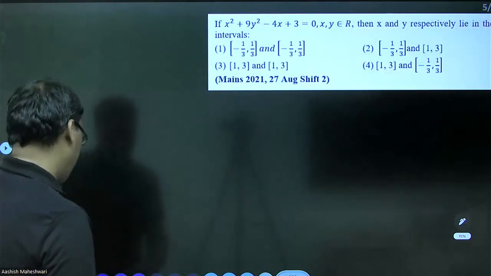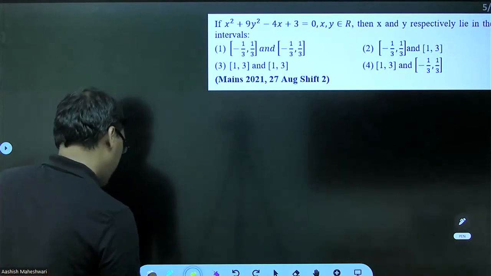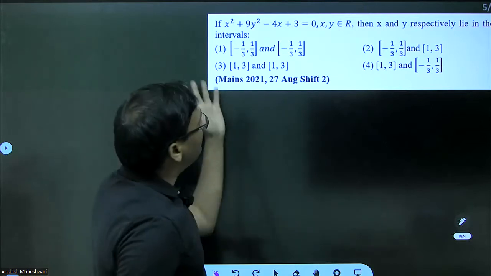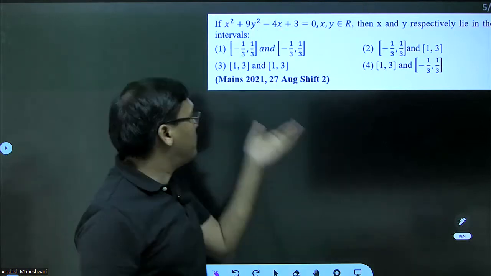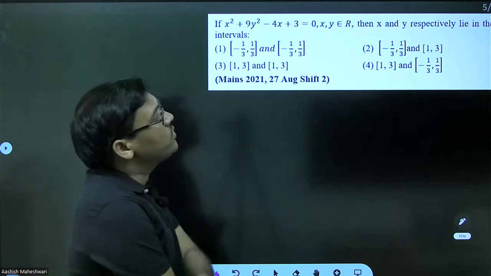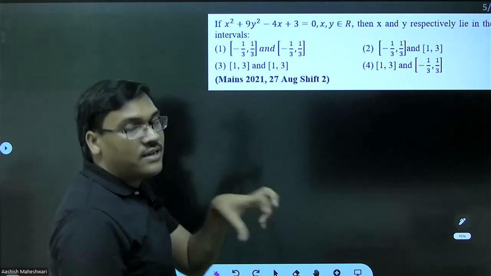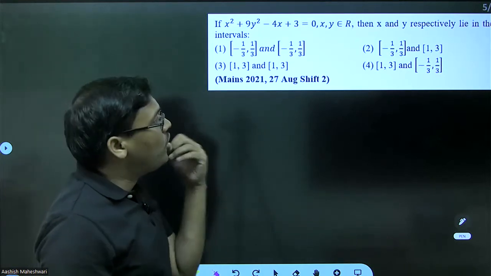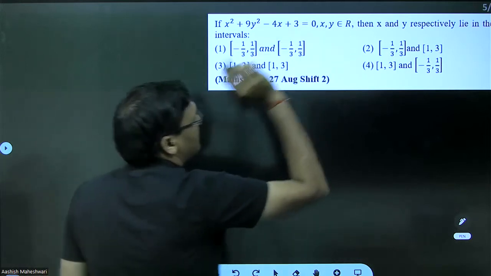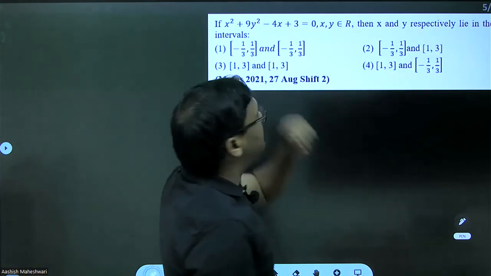So the next question now, in this question again, see, since we are doing this question in ellipse, you can understand this is the question of ellipse. But if the question is in your question paper, this was in 2021, means 27th August, shift 2, then you will not be able to understand that the question is related to ellipse. But you have to observe something here. X and Y are some real numbers. Then the question is X, Y respectively lie in the interval.